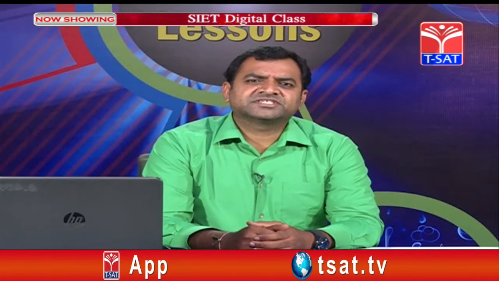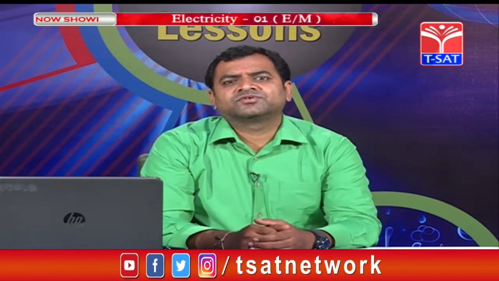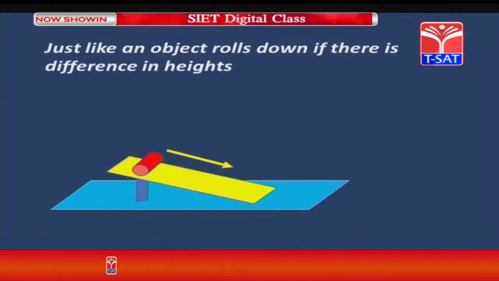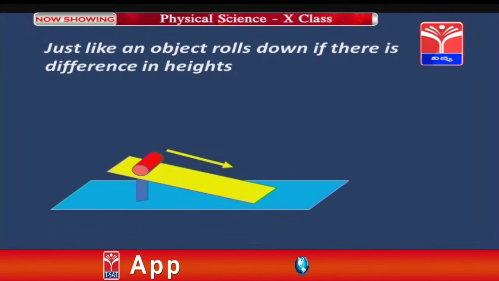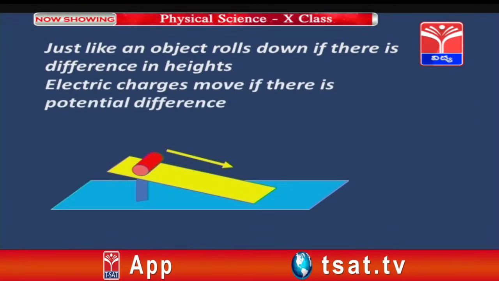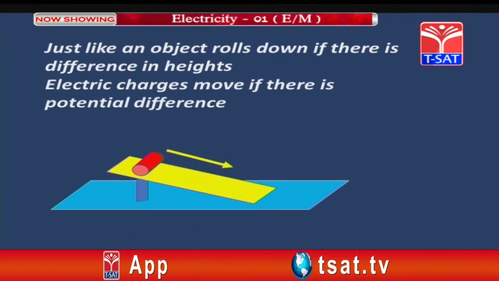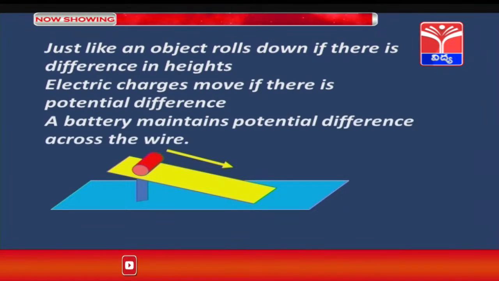Just like an object rolls down from a greater height to a lower height, the charges also flow from higher potential to lower potential. So, just like an object rolls down if there is a difference in heights, electric charges move if there is a difference in potential. A battery maintains potential difference across the wire. How is the battery able to do that?